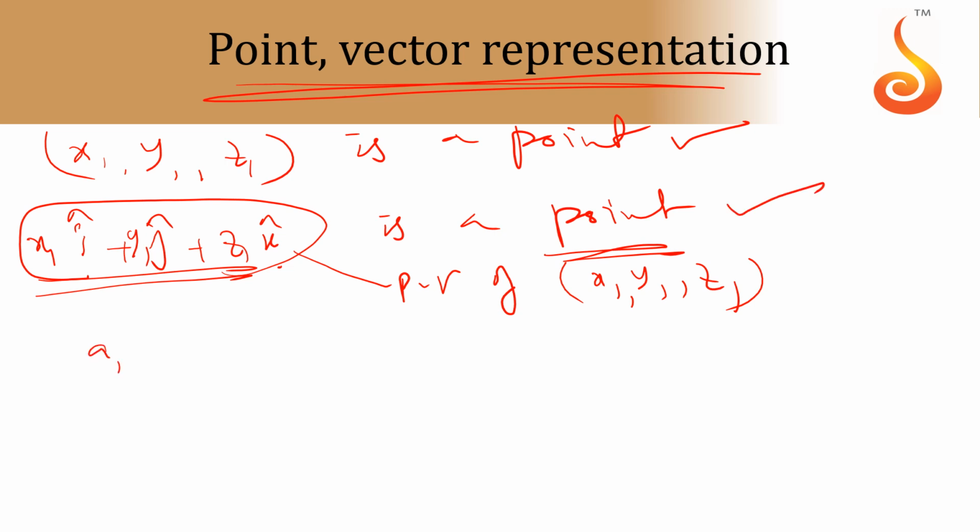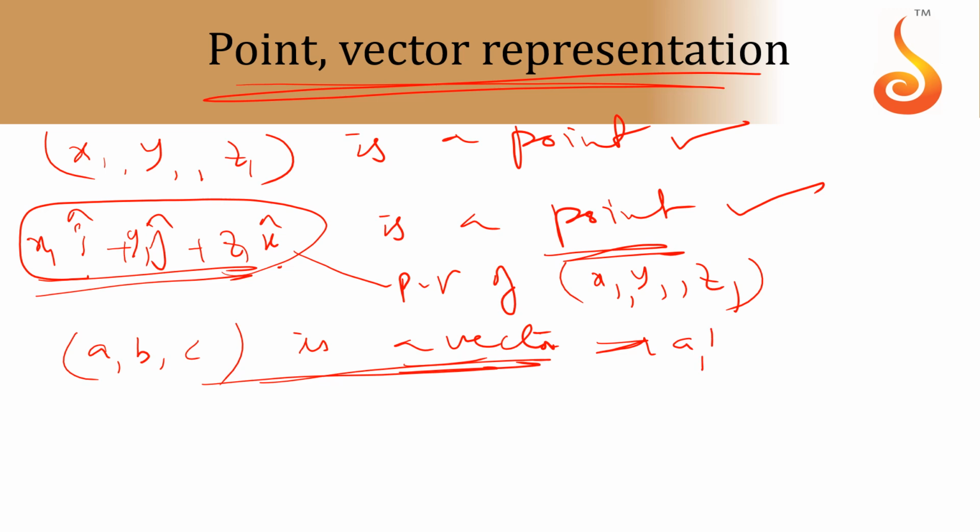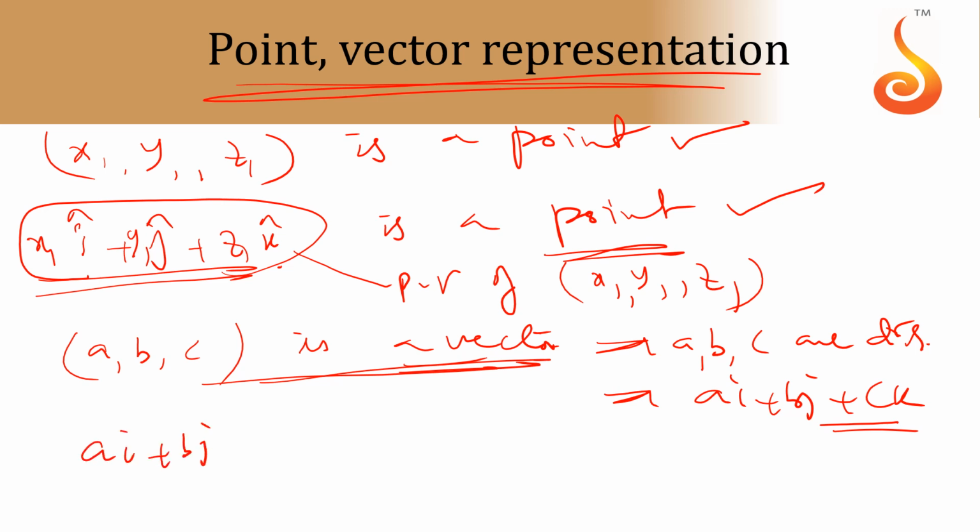Now if I say a comma b comma c is a vector, so writing the a comma b comma c as a vector, please remember a comma b comma c are DRs I am speaking about. So indirectly, what does it mean? The vector a i plus b j plus c k I am talking about. Now if I say a i plus b j plus c k vector, it's the pure form of vector language. So please remember these 4 types of representations. A point can be represented by Cartesian or a position vector. A vector can be represented with ijk structure or with its DRs.